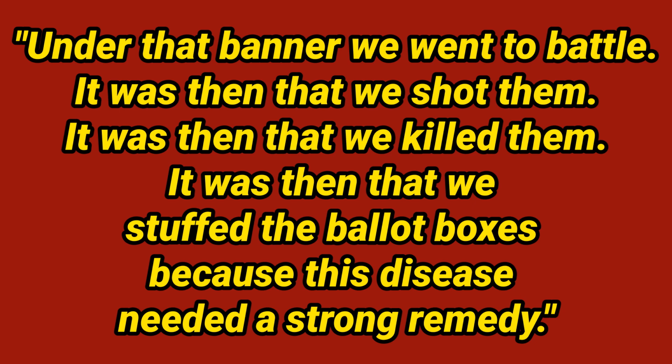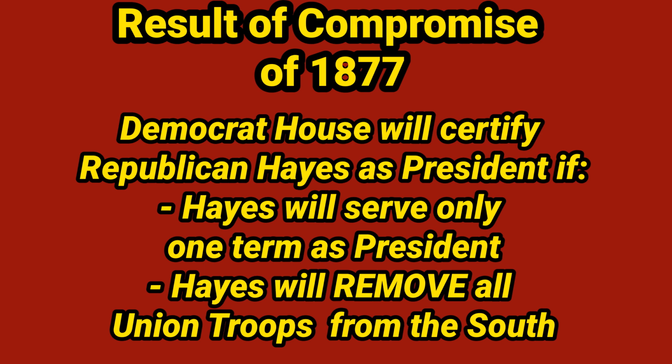So if you doubt anything I said, here's a Democrat senator from South Carolina on the floor of the U.S. Senate who was boasting, and he admitted they shot people, they killed people, they stuffed ballot boxes. He admitted all those things 30 years later. No doubt whatsoever as to what had happened. But what did happen, though? Well, it was the compromise of 1877.